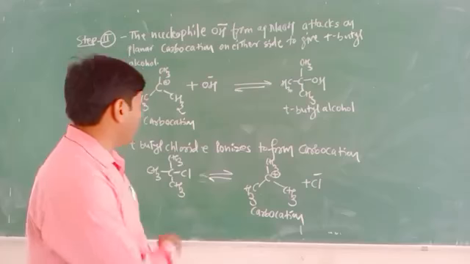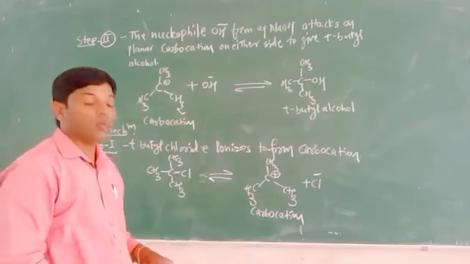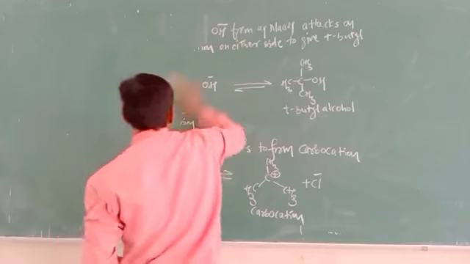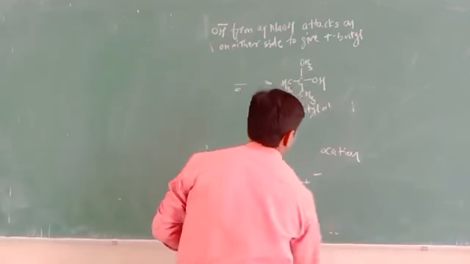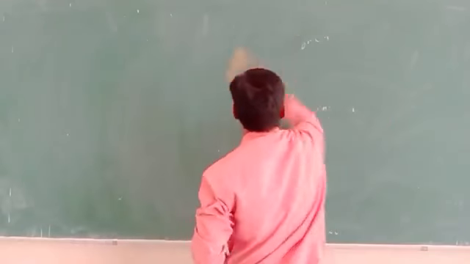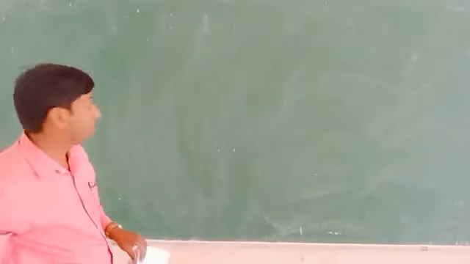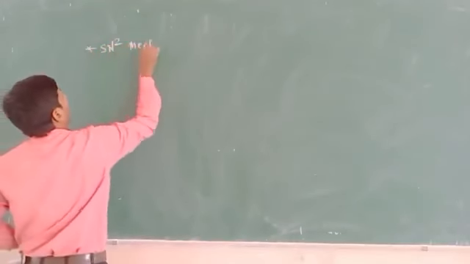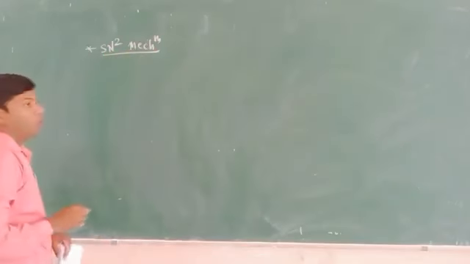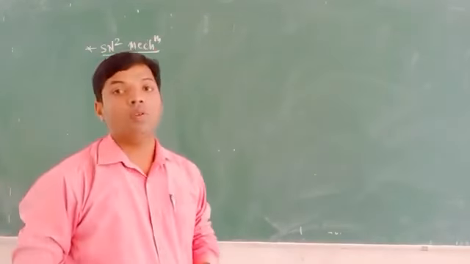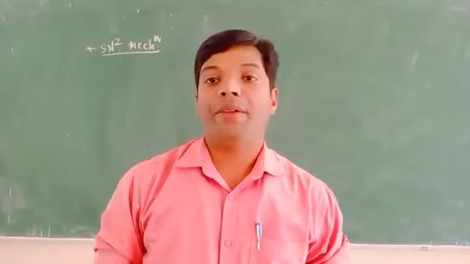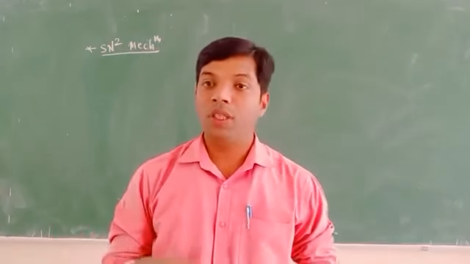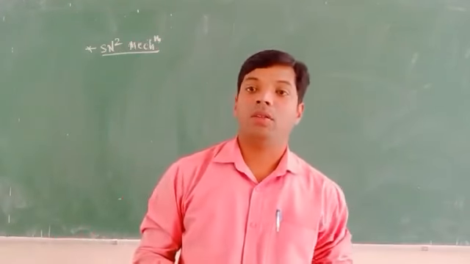Okay. So next we are going to study another type of reaction, that is the SN2 mechanism. We know the SN2 reaction. In the SN2 reaction, the given methyl chloride is treated with aqueous NaOH. It gives alcohol as a product, that is methyl alcohol. This is called the SN2 reaction.